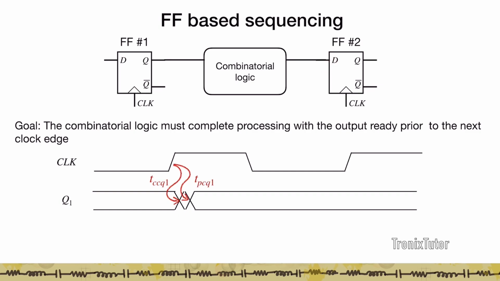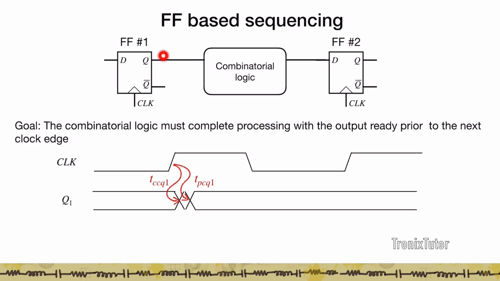Now if you look at clock to Q, when the clock comes in, Q1 is going to be sampling D1, right? And so there exist two delays. There is a very quick delay, which is the TCCQ1, or the contamination delay of the clock to Q in flip-flop 1, or you have the propagation delay from clock to Q in flip-flop 1, right? So the delay from clock to Q is going to be bounded by these two terms.